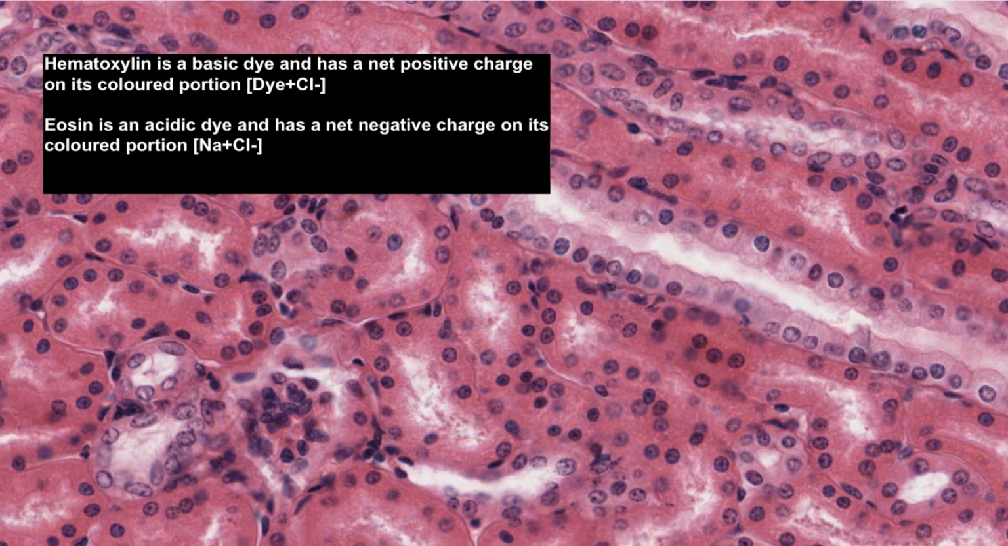Hematoxylin and eosin is the most commonly used stain or dye in histology. An example of it is in this image of tubules in the kidney. Hematoxylin is a basic dye. It has a net positive charge on its coloured portion, whereas eosin is an acidic dye, and it has a net negative charge on its coloured portion.